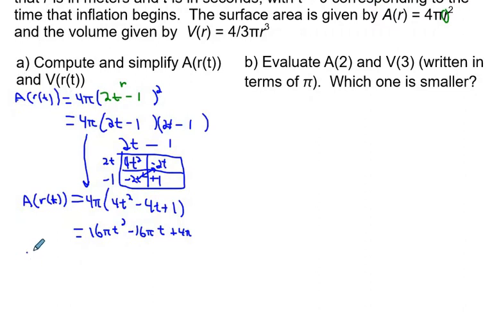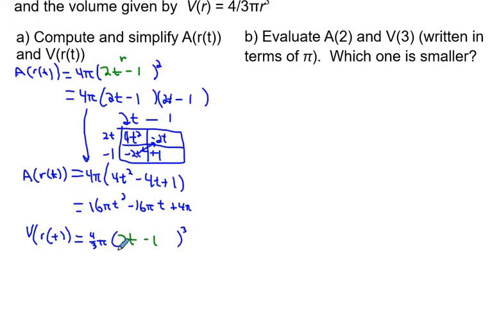To do the volume model, V of r of t, would be very similar, but we'd be using the volume model that was provided. And those volume models are just from geometry. This area and volume model, they're just from regular old geometry. It would be 4/3, and then pi, and then parentheses and a cube, and then inside of there we're putting r, the same r we had here, so that would be 2t minus 1. And then that would mean we'd have to write it out 3 times.